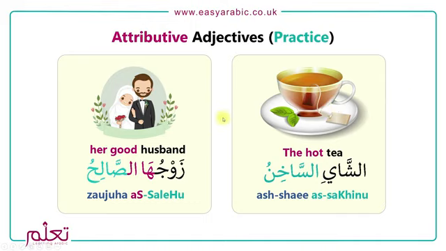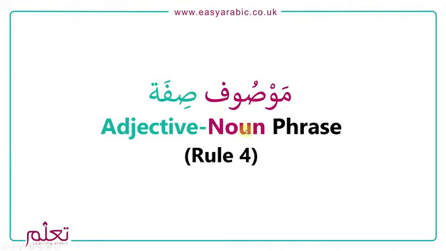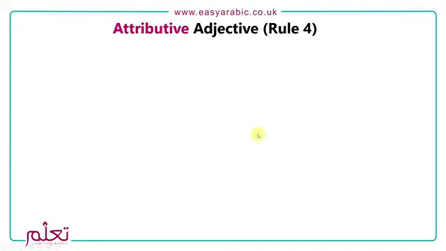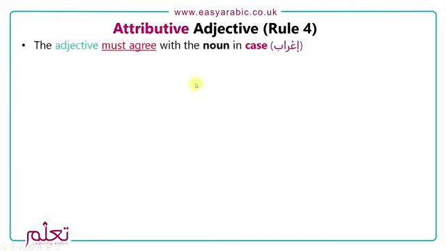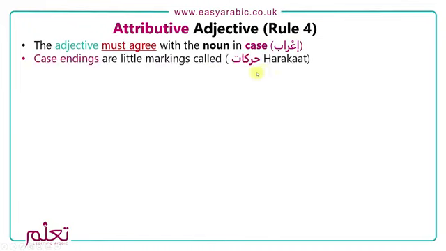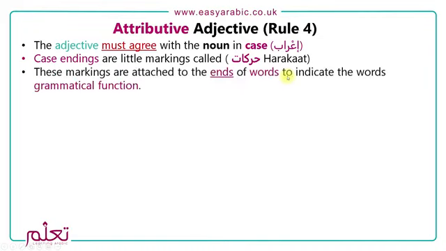And now what we're going to do is go through and look at rule number 4. So rule number 4 is that the adjective must agree with the noun in case. Case is called i'rab. Okay, and case endings, as we covered in one of the lessons before, are little markings called harakat. Okay, and these markings are attached to the end of the words to indicate their grammatical function.